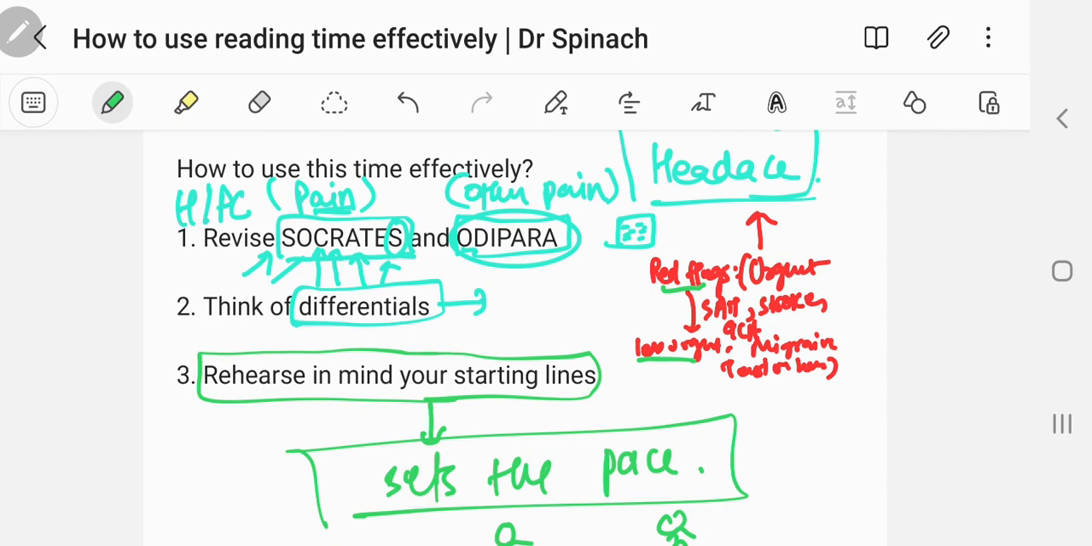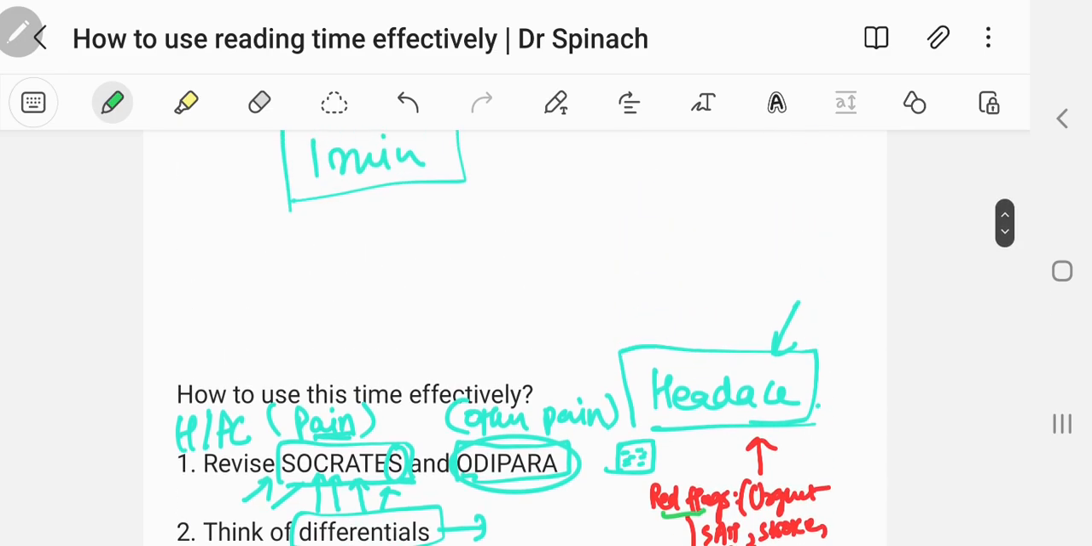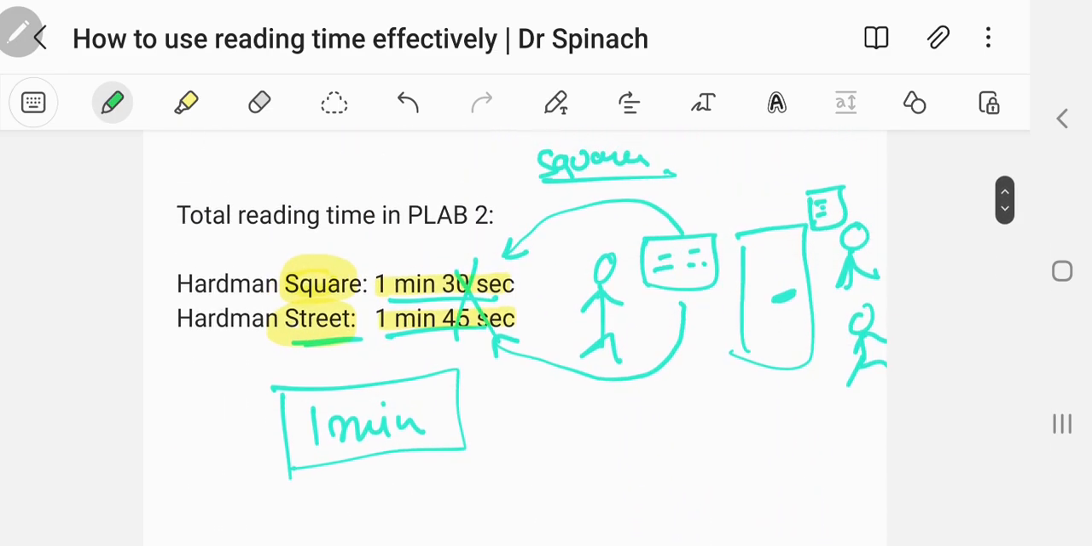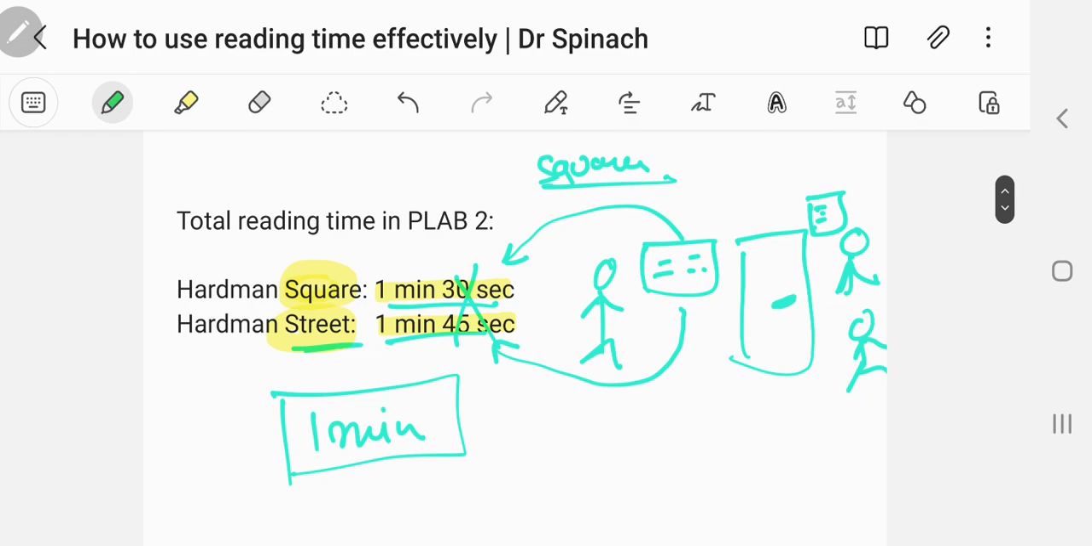I've always struggled to come up with something that can help us as students and everyone who's giving the PLAB-2 exam to use this time very effectively, so that we can go inside with confidence and confront our patient and give a good impression to the examiner. So that's it for today.